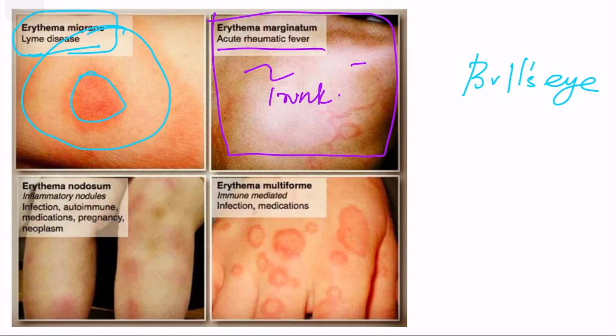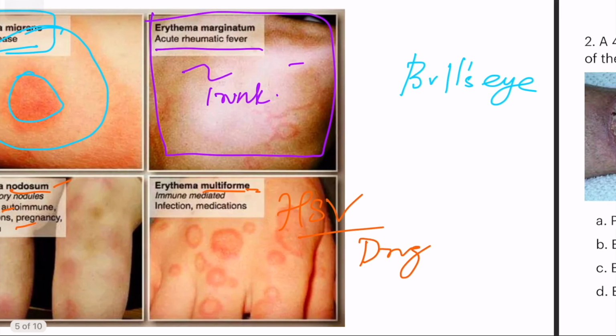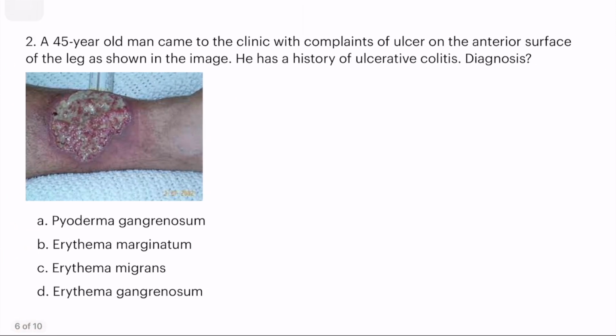And other erythema rashes are erythema nodosum and multiforme. Erythema nodosum happens in infections, autoimmune conditions, pregnancies, neoplasms. And multiforme most commonly happens in HSV and also because of some drug reactions. So, yeah, in this question, the answer is pyoderma gangrenosum.